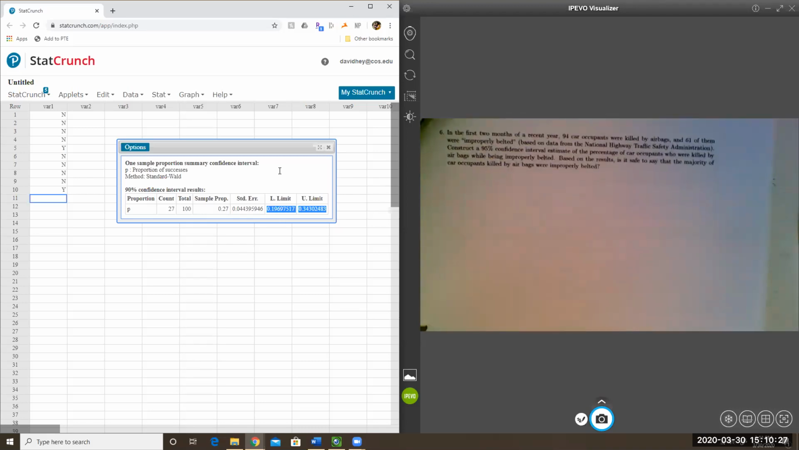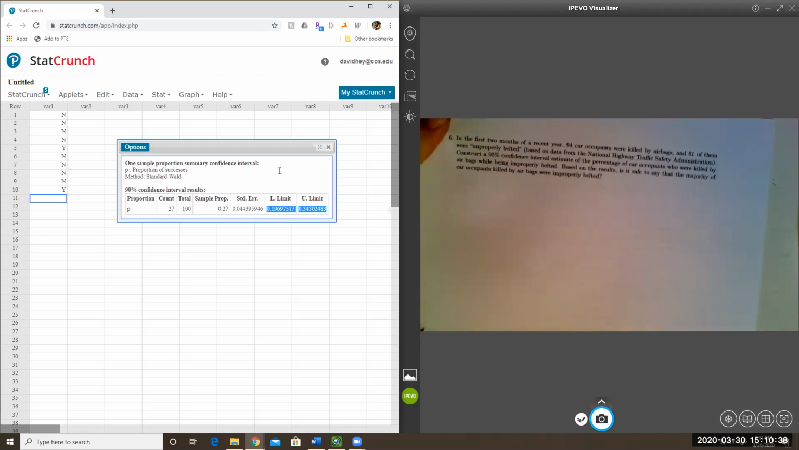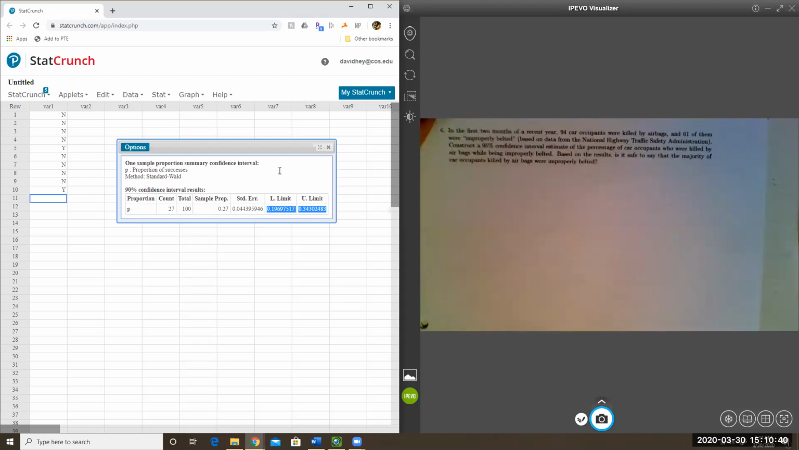One more. This one says, in the first 2 months of a recent year, 94 car occupants were killed by airbags, and 61 of them were improperly belted. Construct a 95% confidence interval estimate of the percentage of car occupants who were killed by airbags while being improperly belted. Based on the results, is it safe to say that the majority of car occupants killed by airbags were improperly belted? Well, we'll answer that question once we have our confidence interval. Let's just focus on constructing that confidence interval first.